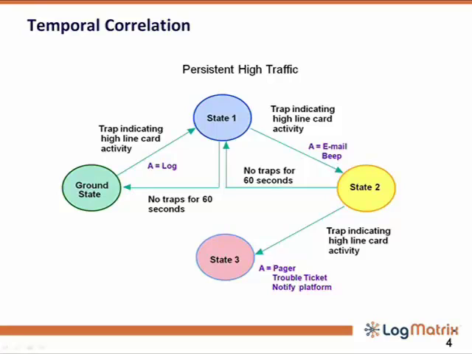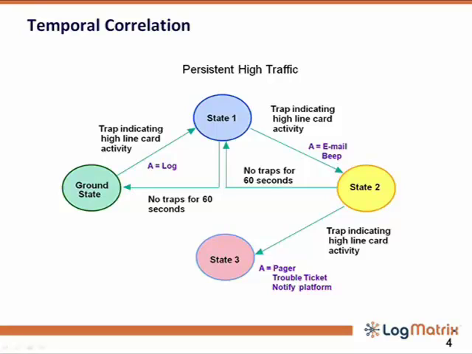And if you notice, I have 2 ways out of state 2. One of them goes to state 3, which is the third trap. Or I have a transition that takes me back to state 1 saying I didn't get a trap for 60 seconds. In essence, this alarm diagram, this behavioral model, is catching traps, waiting for 60 seconds to see if it gets another one. If it doesn't, it goes back to the previous state. Could be ground, could be state 1.